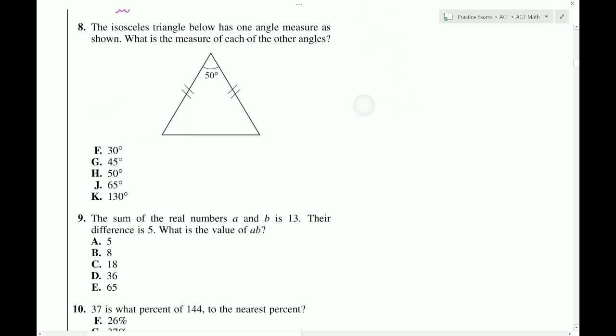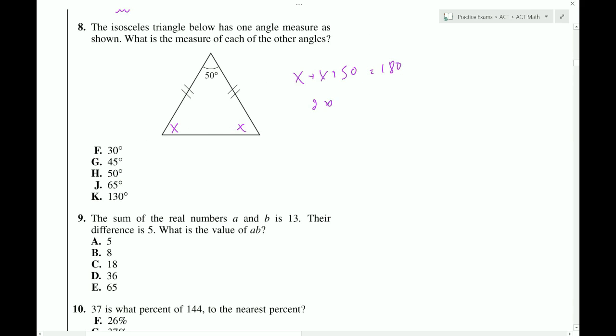The isosceles triangle below has one angle measure as shown. What is the measure of each of the other angles? So we know they're going to be equal because it's an isosceles triangle, so the base angles are equal. So we can make an equation where this adds up to 180.